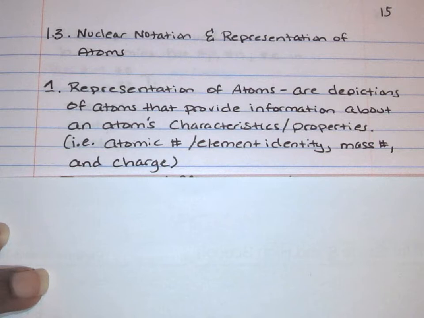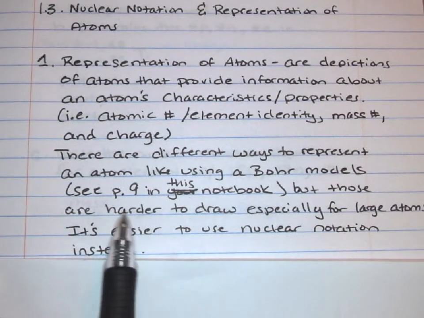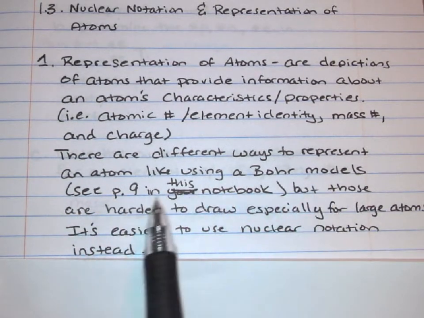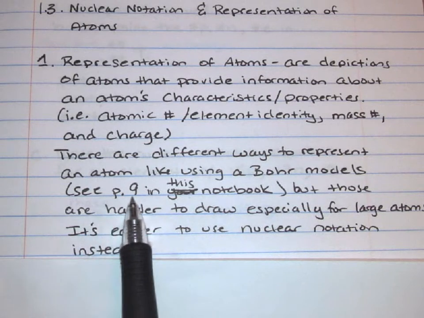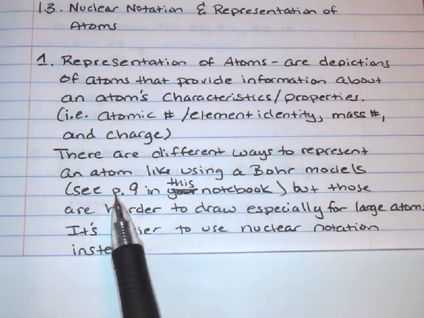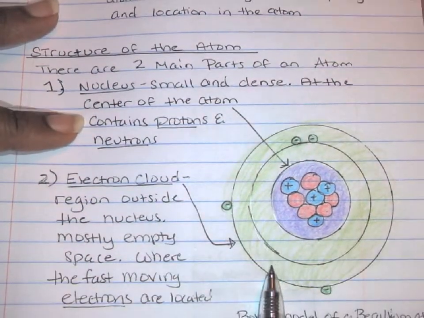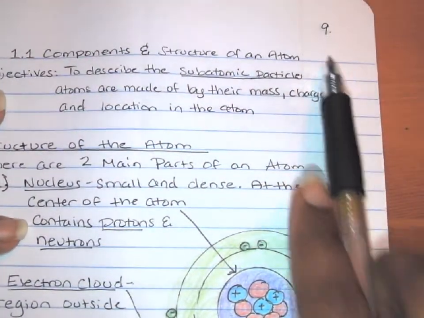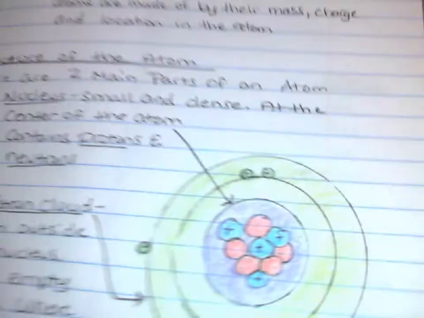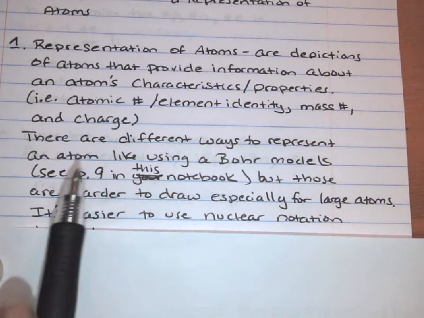Again, if at any time you need more time to copy the notes, just pause. There are different ways to represent an atom, like using a Bohr model. And I wrote see page 9 in this notebook. Remember, in the notebook for your notes, section 1.1, you drew a Bohr model. My Bohr model is on page 9, so I wrote see page 9 in the notebook. You would write whatever page your Bohr model is on.